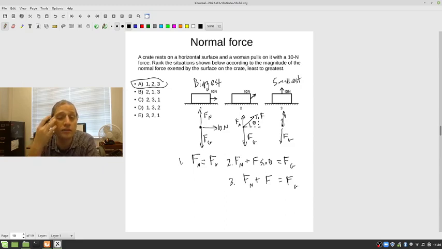Of course, a good question to think about is, what happens if this force were pushing down and that one were pushing down instead? Then it would be 3, 2, 1. I'll let you think about that.